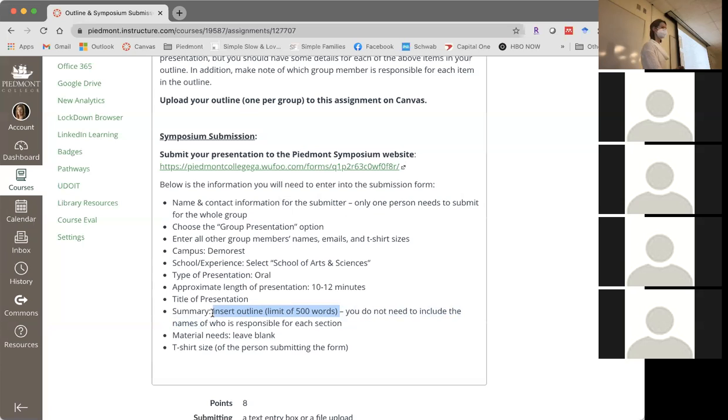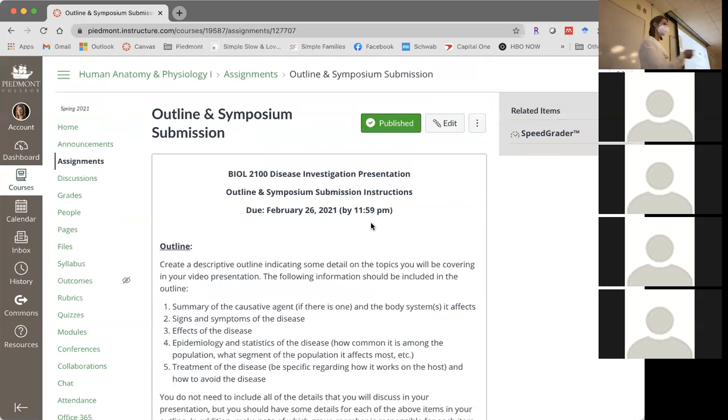If you're having issues with your group getting back to you, please let me know as soon as possible, and I'll try to prod some people to remind them, hey, your group members are trying to get in touch with you, please get back to them. Any questions about this? Anyone on Zoom? Good, okay. So that's all I wanted to say about that.